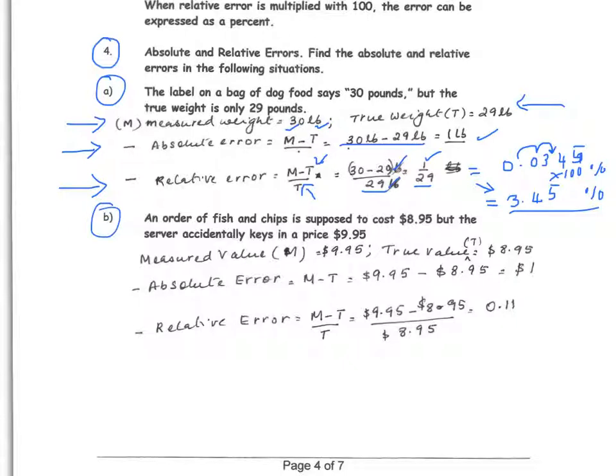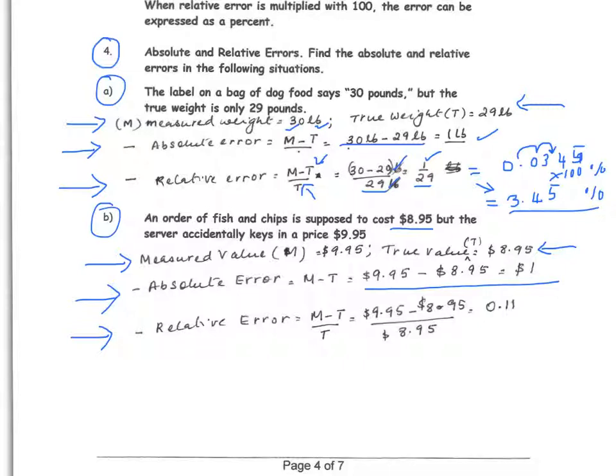Now, the next problem, an order of fish and chips is supposed to cost $8.95. So let's take that as the true value. However, the server accidentally keys in a price that is different from the true value. It's $9.95. So the absolute error is m minus t, the measured value minus the true value, which is equal to $1. That is the absolute error. That's one way of measuring error.